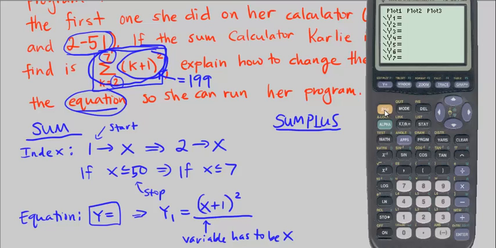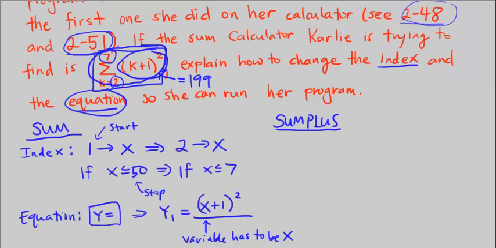So we can even clear that, quit this, and clear the program. Let's do sum plus. Run it. It asks us where we start, 2, where do we stop, 7. Instead of (k plus 1) squared, we're going to write (x plus 1) squared. And then it calculates it to be 199. So if you use sum plus, how do you change your program? No change needed.